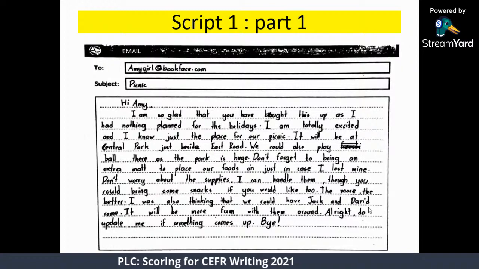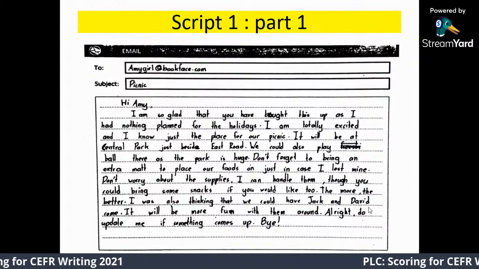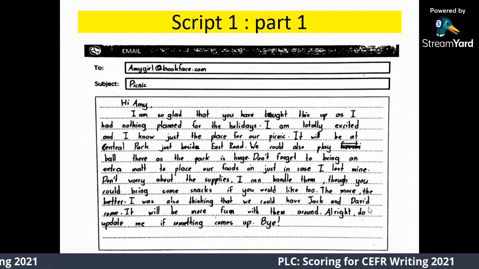Okay, so by looking at this, can you tell me, is the content relevant and is the target reader informed fully about the picnic?